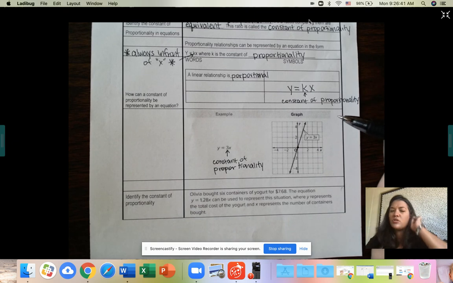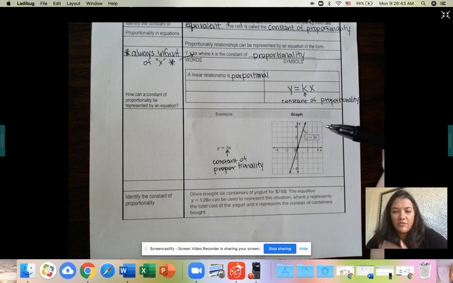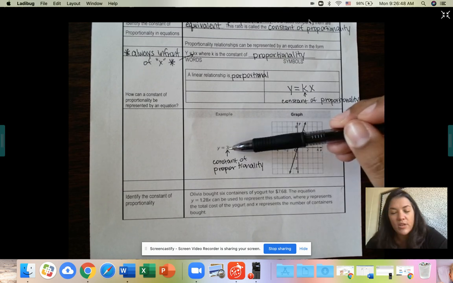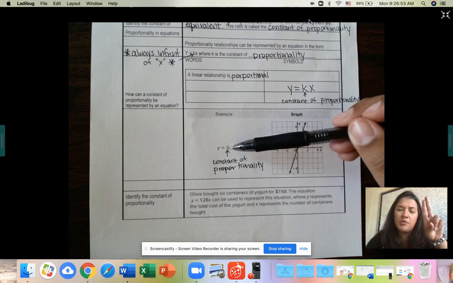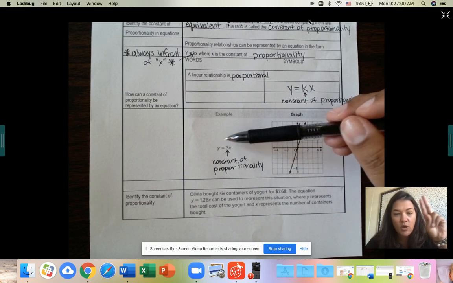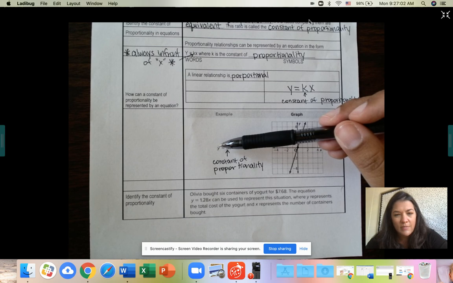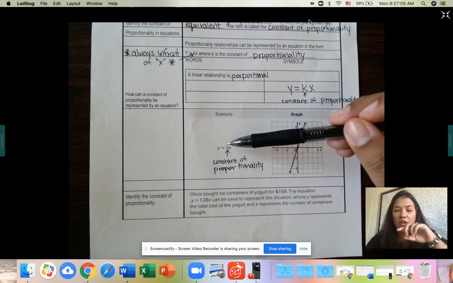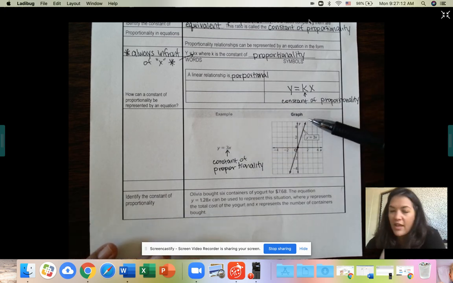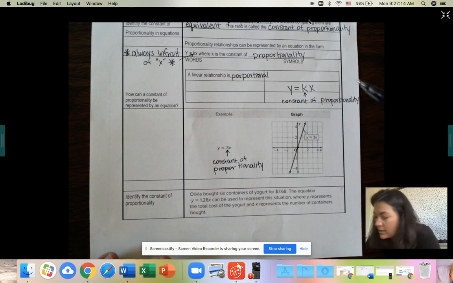So what does that mean? Let me give you a quick example before we go into our examples down here. If 3 is the constant of proportionality, notice it's beside the x. Anytime you see things that are side by side, remember they are being multiplied. So 3 times x will give me the y coordinate on the graph. Let me say that again: 3 times the x coordinate on the graph will give me the y coordinate. So let's look at my graph here for just a second, just to give you an example.